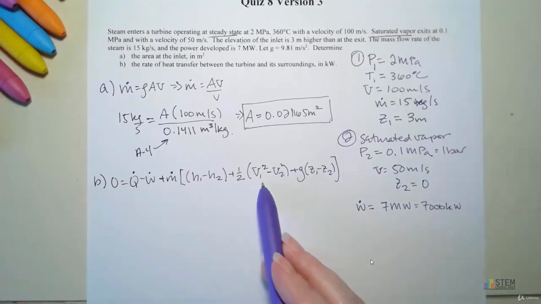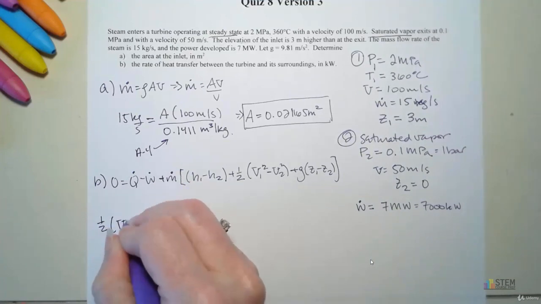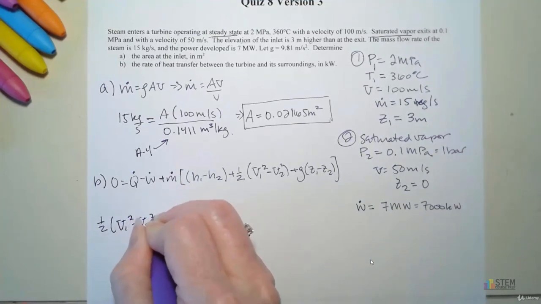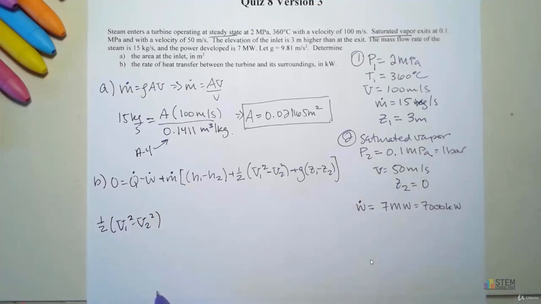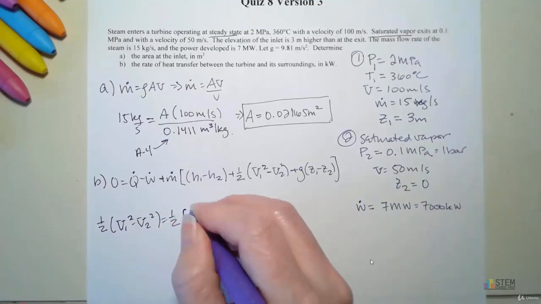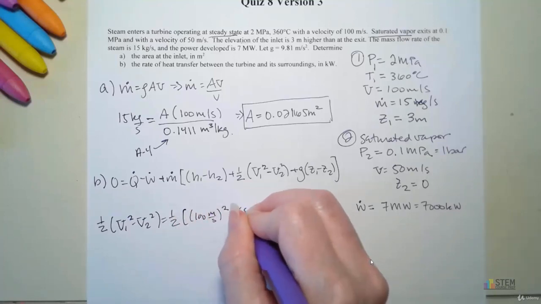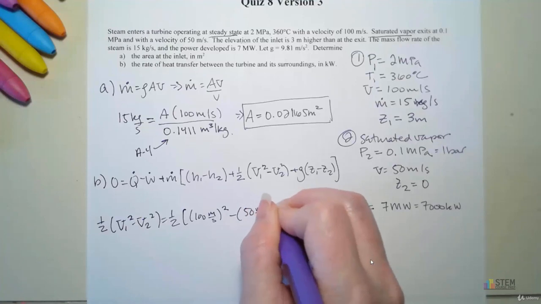Let's look at this one first. Let's do kinetic energy first. So 1/2 times the change in the squares of the velocity is going to be 1/2 times 100 meters per second, square that, and then minus 50 meters per second, square that.